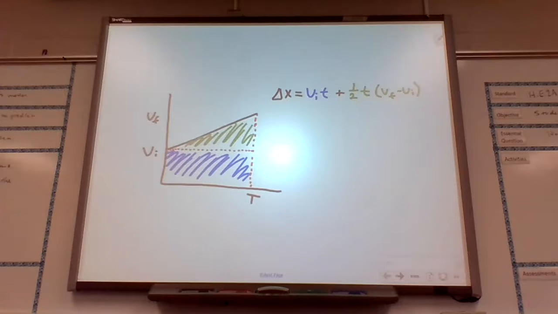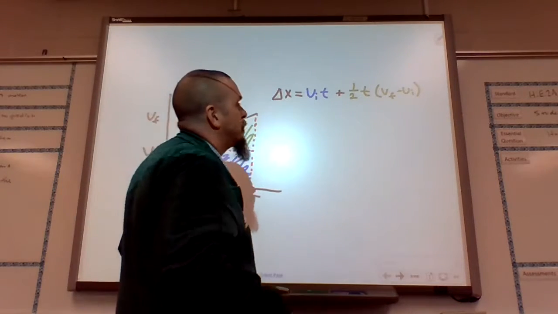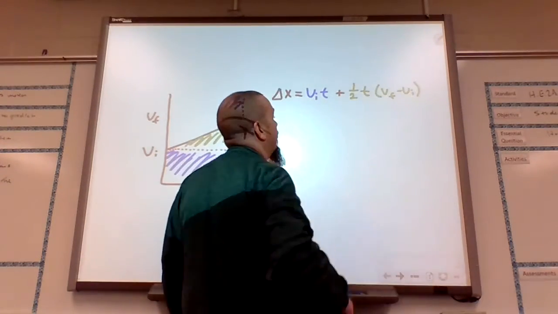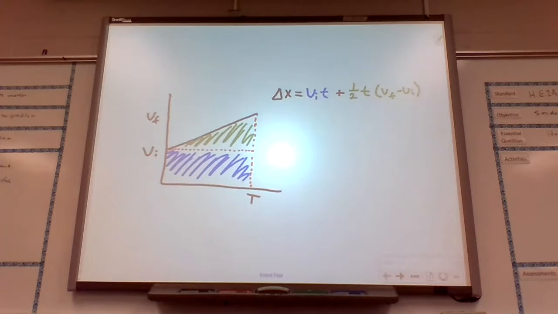But in the end, what you're going to find out is that the goal of each of these kinematic equations is to eliminate one variable from a set of five. Five variables that we work with are VF, VI, A, T, and delta x. Each equation takes one of them out of the mix so we can work with the other four. In this particular equation, our goal is to get rid of VF.